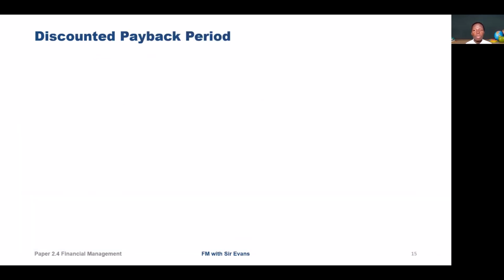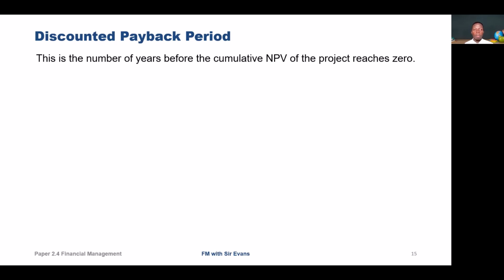Now, there is the discounted payback period, which also applies the discounted cash flow technique in its analysis. It's calculated in the same way as the ordinary payback, with the exception that the cash flows of the project are converted to their present value. So it is the number of years before the cumulative NPV of the project reaches 0. There is a formula where N1 stands for the last year of the negative cumulative, C1 stands for the last negative cumulative, and P2 is the PV after the negative cumulative.